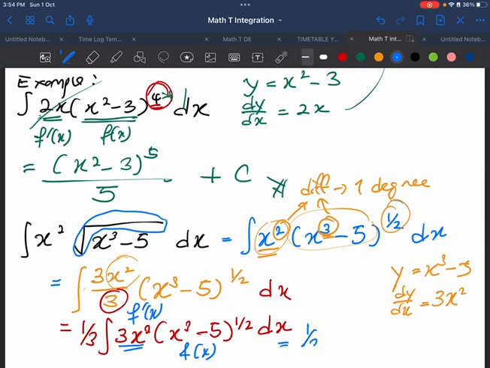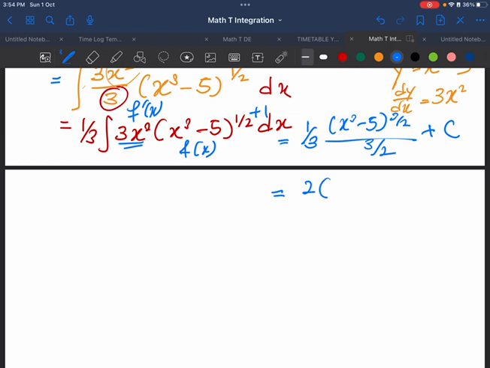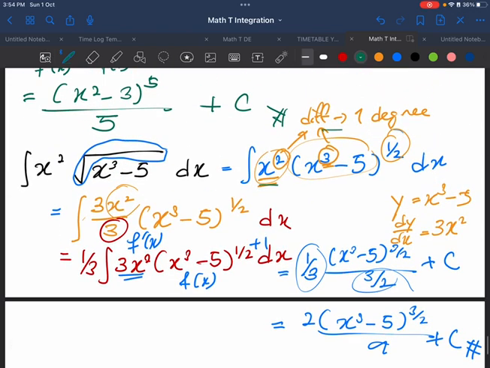It's actually 1 over 3. You copy back the constant, and here you get x cubed minus 5, with the power 1 over 2 plus 1 being 3 over 2, and you divide by the new power, 3 over 2, and you will get plus c. Don't forget the plus c here, and you will get the final answer. Here you simplify to 2 times (x cubed minus 5) to the power of 3 over 2, over 9, plus c. So here is how we solve the question. We create the f prime x ourselves by using the given, as long as the difference is 1 degree.